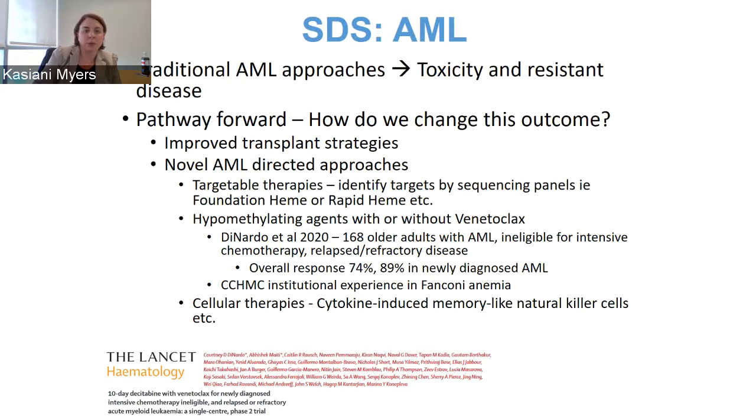The overall response in this study was 74%, with a very promising 89% overall response in newly diagnosed AML. And importantly, this therapy appeared to be very well tolerated in this fragile population. In fact, we have an institutional experience of this approach in a patient with Fanconi anemia and AML, who is now MRD negative 5 months post-transplant. And certainly other novel approaches such as cellular therapies are being developed and tested. Next slide.